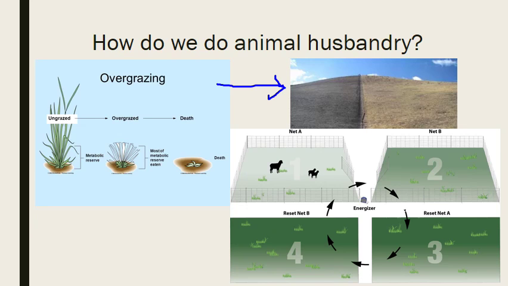One of the most common and best ways to avoid overgrazing is what is called rotational grazing. What you do in rotational grazing is you separate your field into areas and you rotate their grazing time from one field to another, never letting them stay too long in one place. That prevents the metabolic reserve from being depleted and therefore allows the grass to grow back.